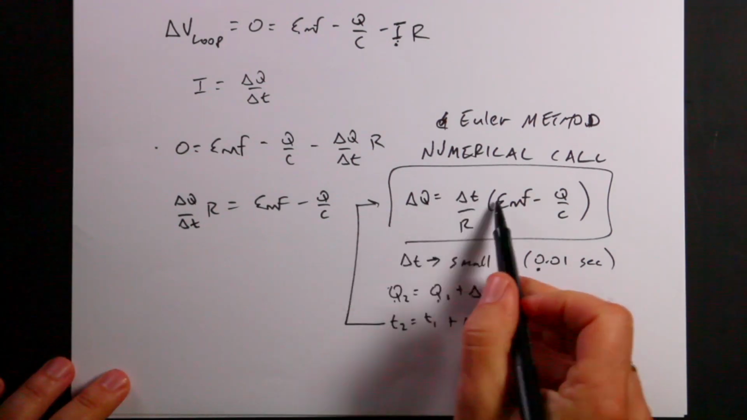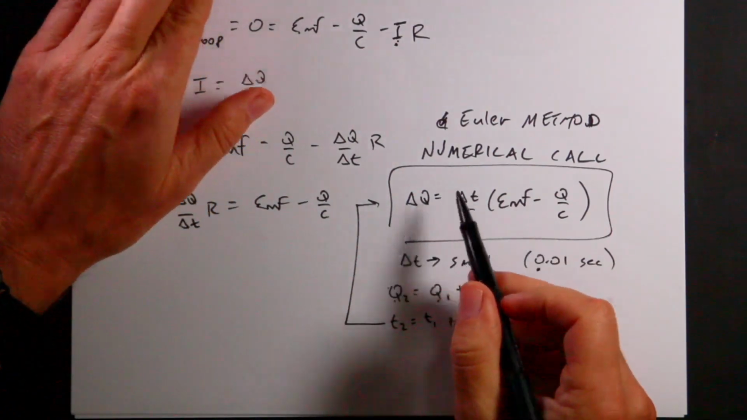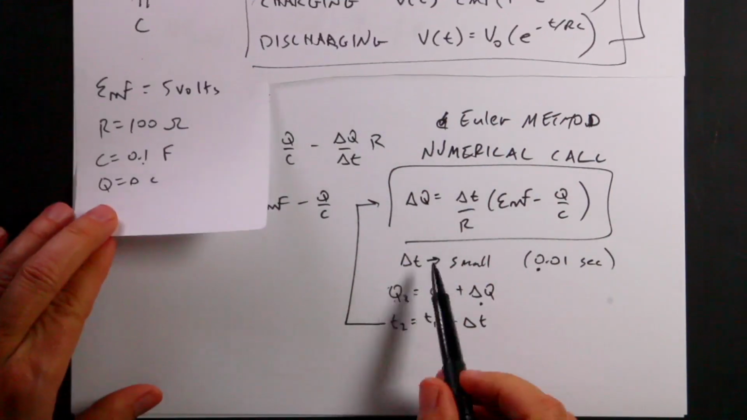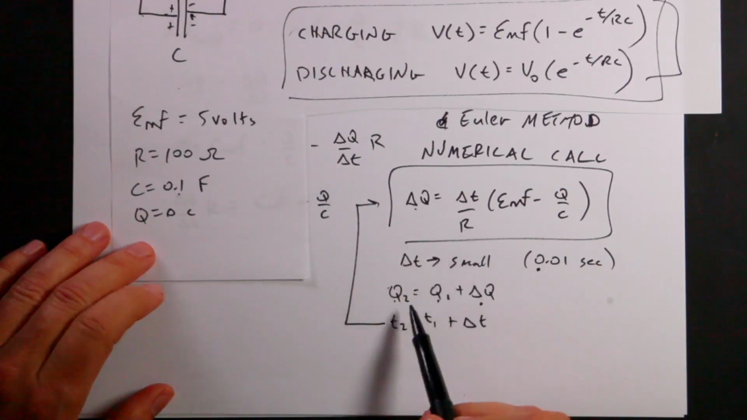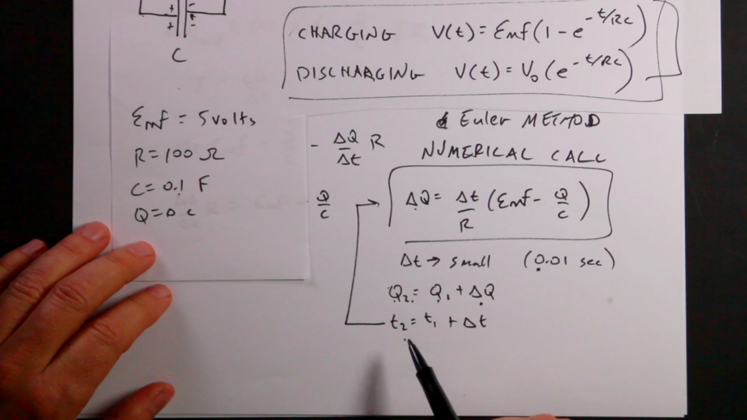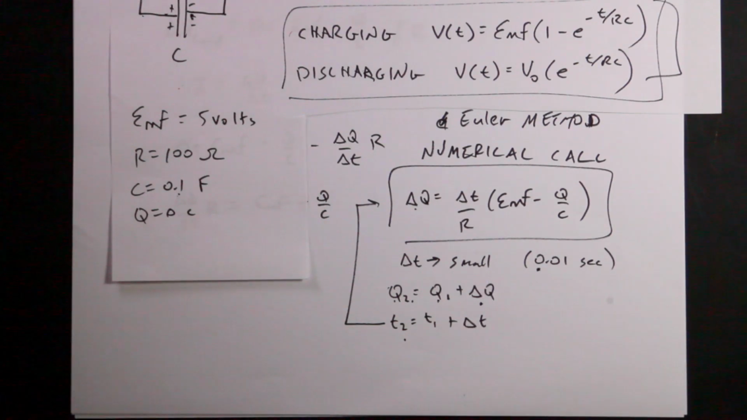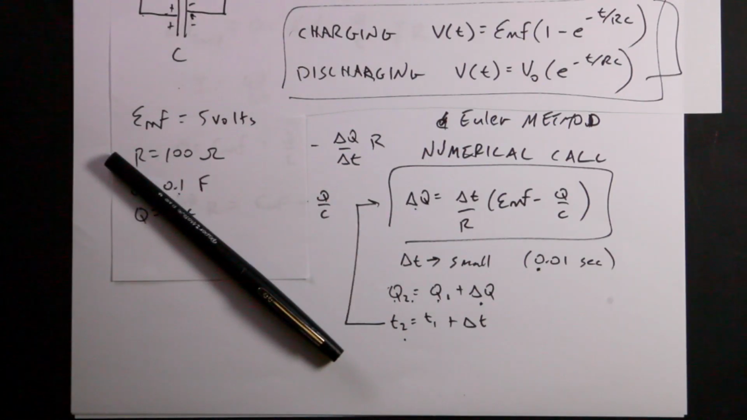And I'll admit that a lot of times I mess up the sign on this delta Q, but I think I got it right. So I'm going to calculate delta Q. I'm going to set up my initial conditions, calculate delta Q, calculate the new Q, calculate the time, and then I'm going to plot voltage across the capacitor as a function of time. Okay, so let's switch over here to the computer.